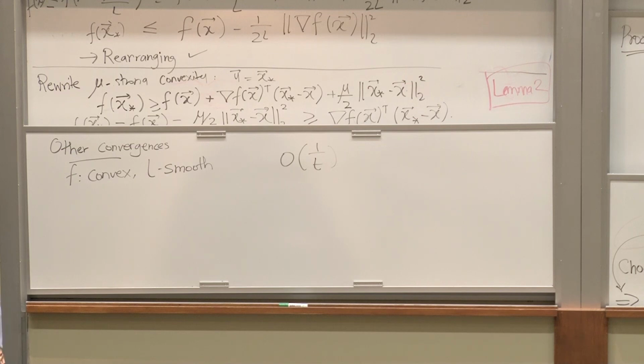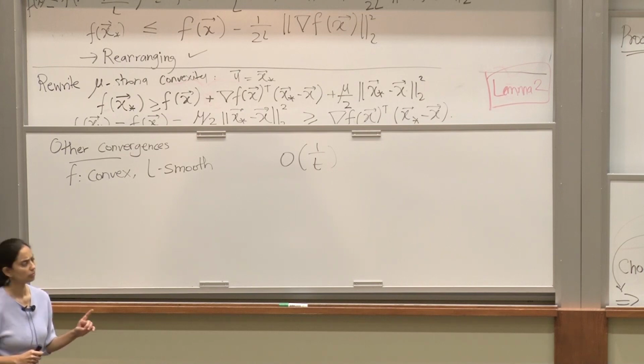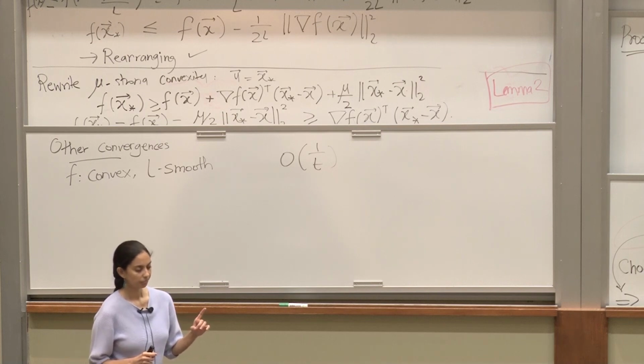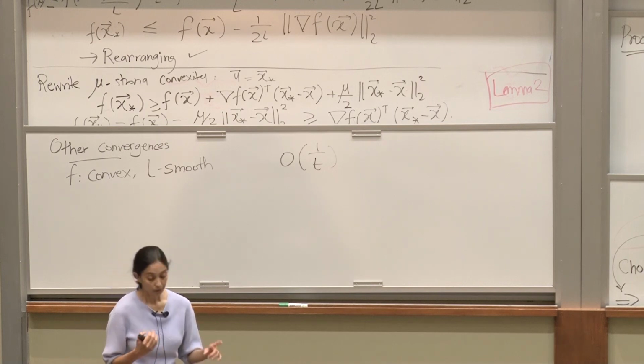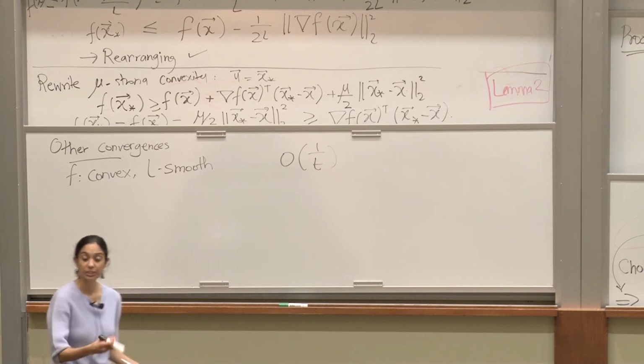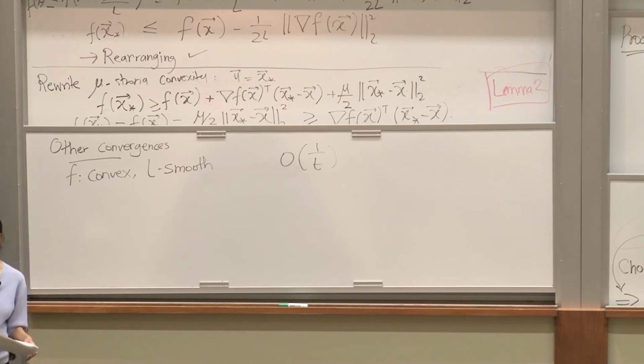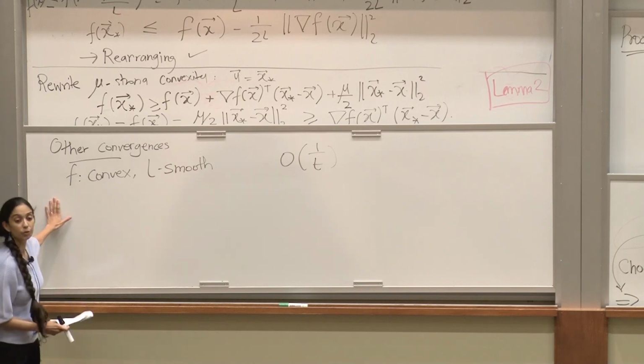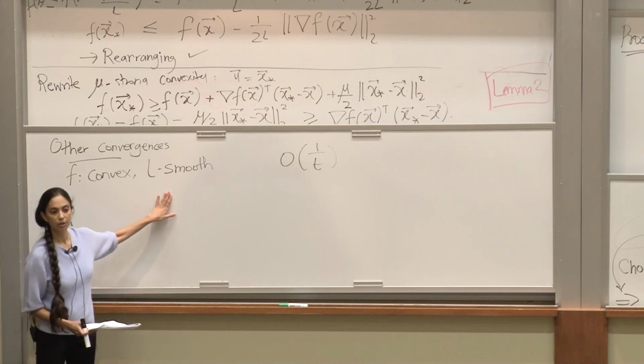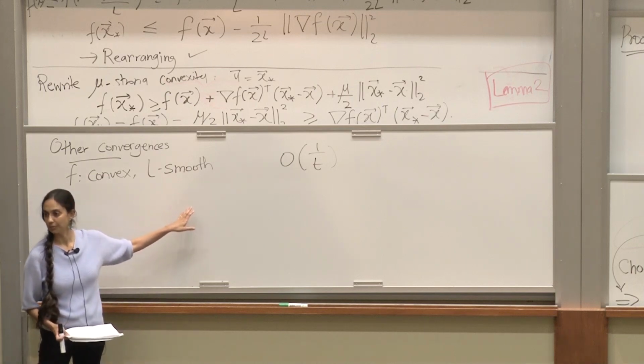Because mu strong convexity is basically saying that, once you're getting close, sorry, let me think about this. That's saying basically mu strong convexity is giving you some guarantee of how fast you're going to converge. If you don't have that guarantee, your convergence rate is going to go down.